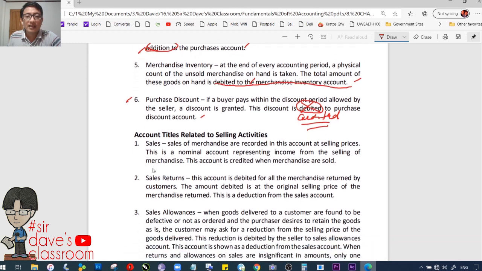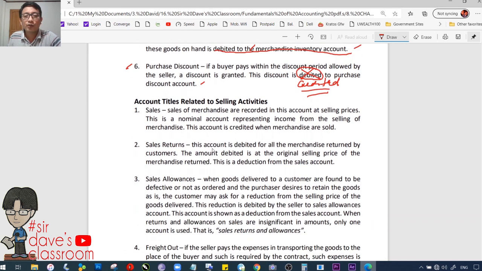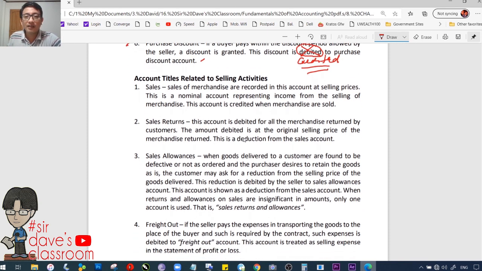Okay? Next. Account titles related to selling. So, these are the new account titles that we encounter dito sa ating merchandising business na hindi natin na-encounter sa service business. Kaya ini-introduce sa atin. Pagdating naman sa selling activity, pagka nakabili ka na and you're ready to sell the merchandise, some of the more prominent account titles which were not previously encountered, number 1, sales.